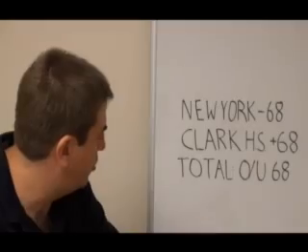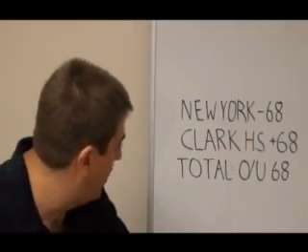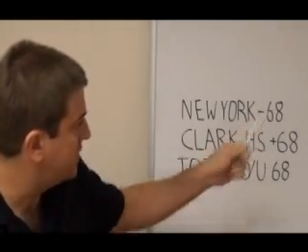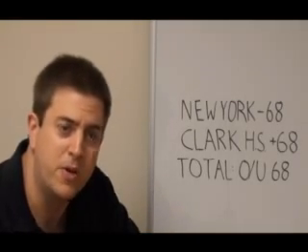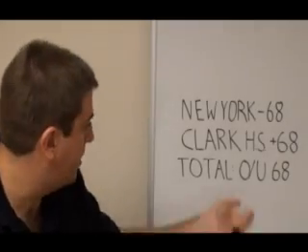Alright, our next example, I want you to consider this imaginary matchup between the New York Giants and Clark High School. Giants are a pretty big favorite. In fact, they're a 68-point favorite. The total for this game is 68 also. So this is a classic example of your perfectly correlated game, perfectly correlated bet.